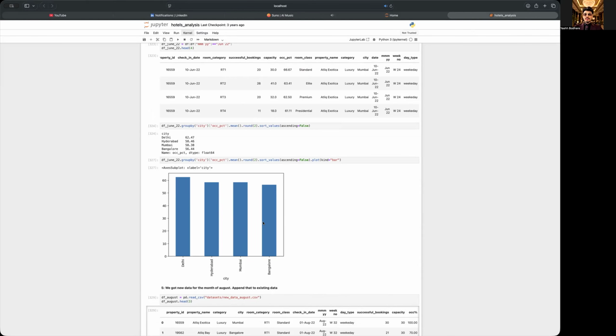Finally, we used plot kind equals bar to turn those numbers into simple visual comparisons. Our key findings, as you know, were that Delhi recorded the highest June occupancy at 62.47%, while Bangalore recorded the lowest at 56.44%. In this one analysis, we have covered data filtering, conditional selection, grouping aggregation, rounding, sorting, visualization, and business interpretation.